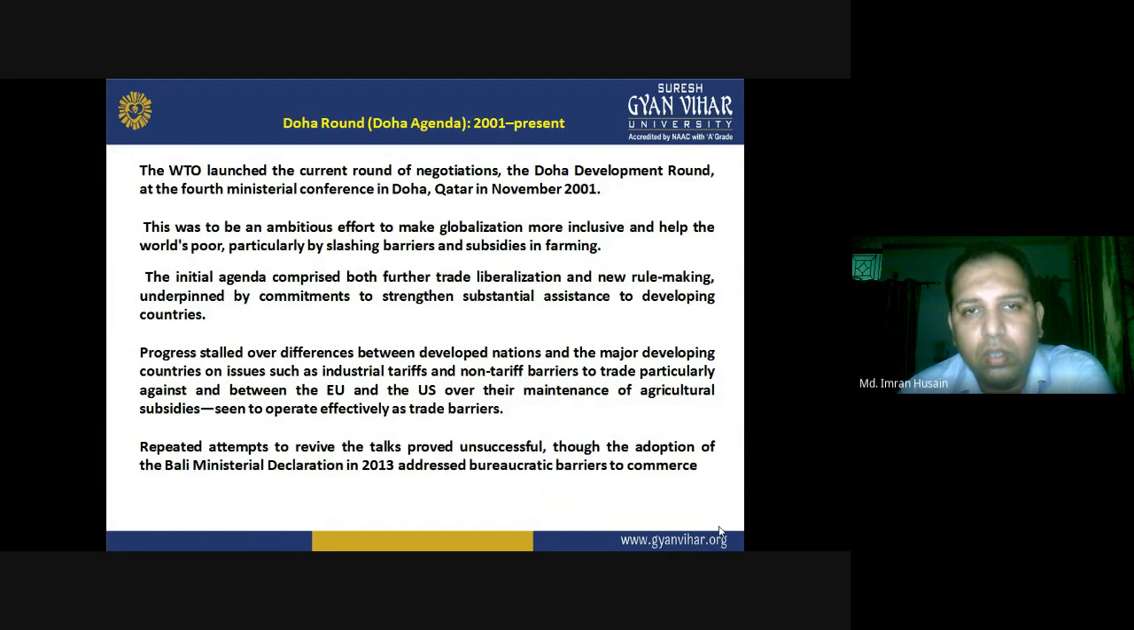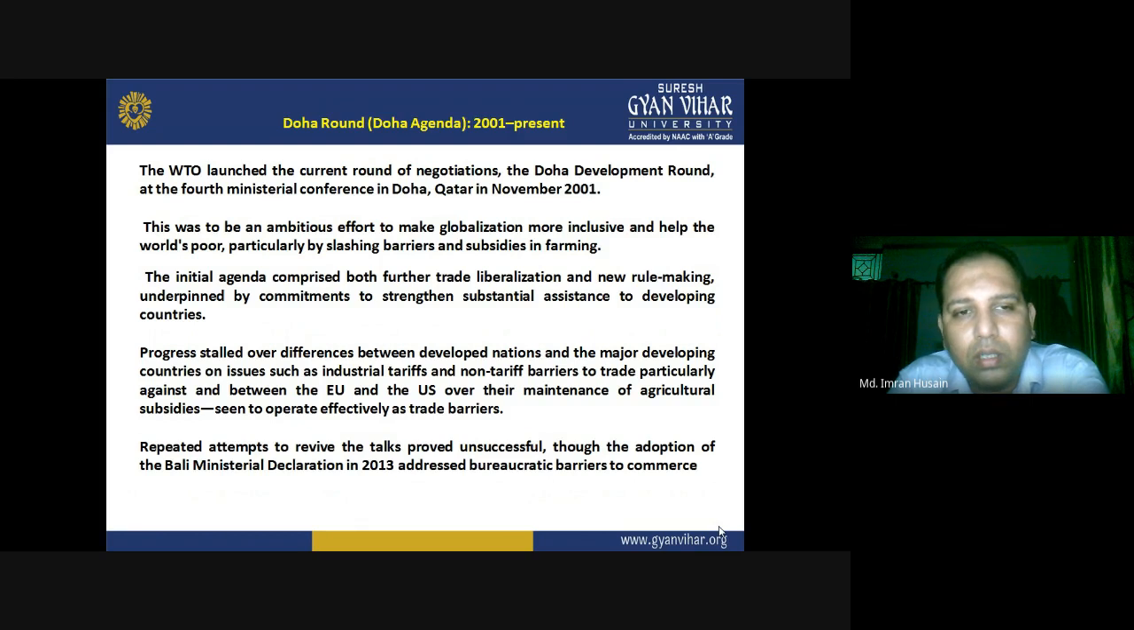Doha Round, Doha Agenda, 2001 to present situation. The WTO's current round of negotiation, the Doha Development Round, was launched at the Fourth Ministerial Conference in Doha, Qatar, in November 2001. This was to be an ambitious effort to make globalization more inclusive and help the world's poor, particularly by slashing barriers and subsidies in farming.